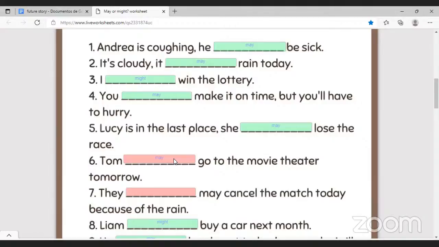But I'm not sure because it's a chief activity and it could be a planned activity. I'm not sure. I think that both may or might will be here. Yes, that's actually right.